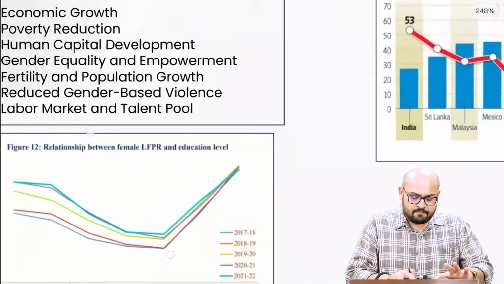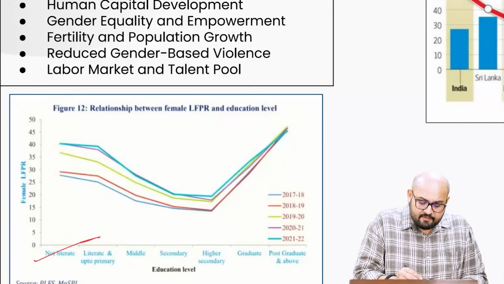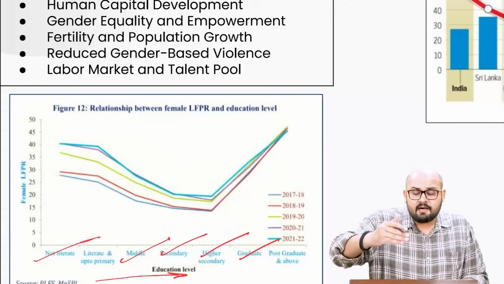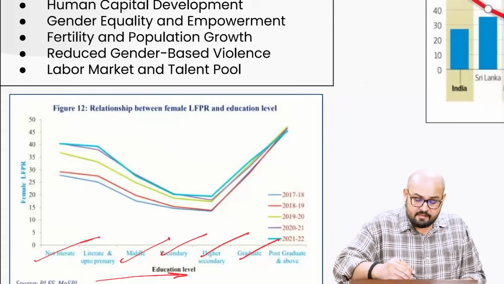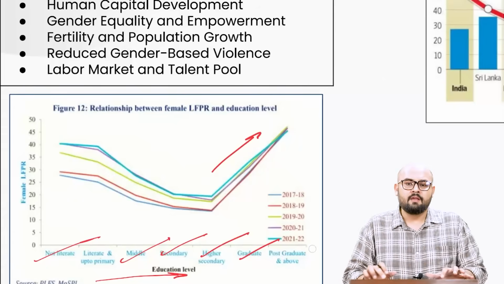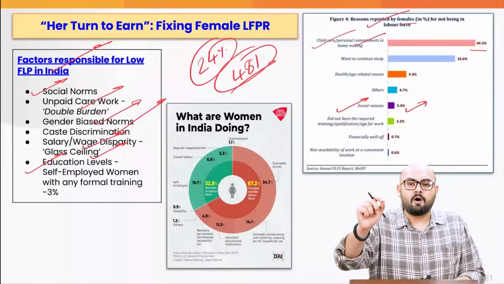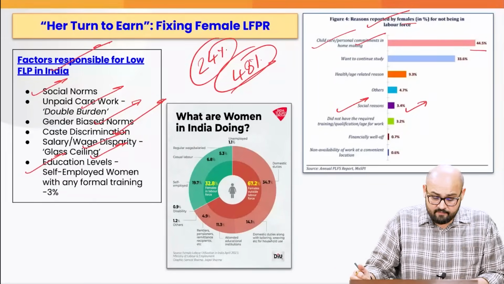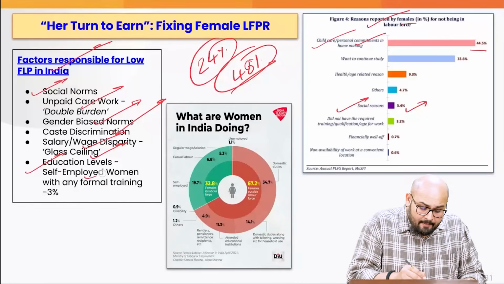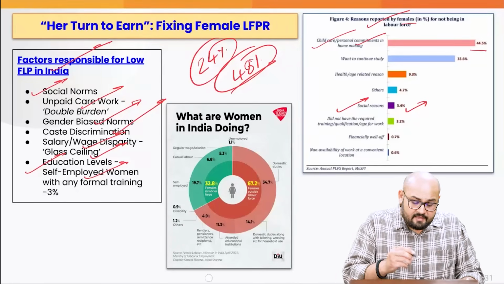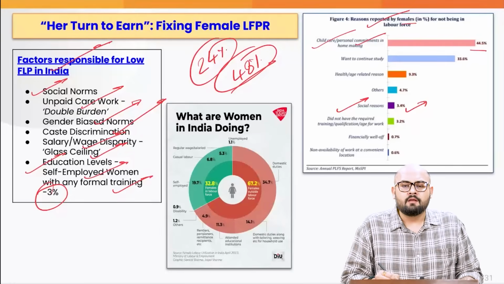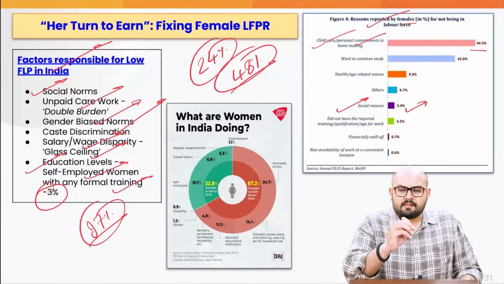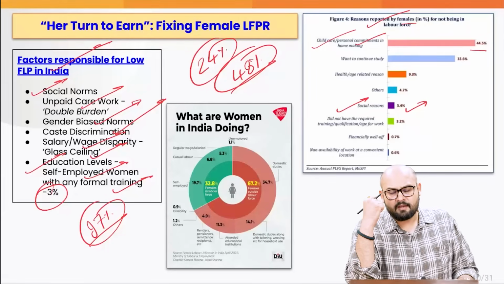Look at this particular infographic. Again, very important. What you will see is that the literacy level is increasing: literate and up to primary, then middle, then secondary, higher secondary, graduate. As the education levels increase, the labor force participation rate also increases. So we should also focus upon the attainment of education levels of women, right? That is also very important. Also, according to a survey, the self-employed women surveyed with any formal training were just 3%. So more than 97% of the women had no formal training. So there is the aspect of lack of skill development, right? So these are the factors.